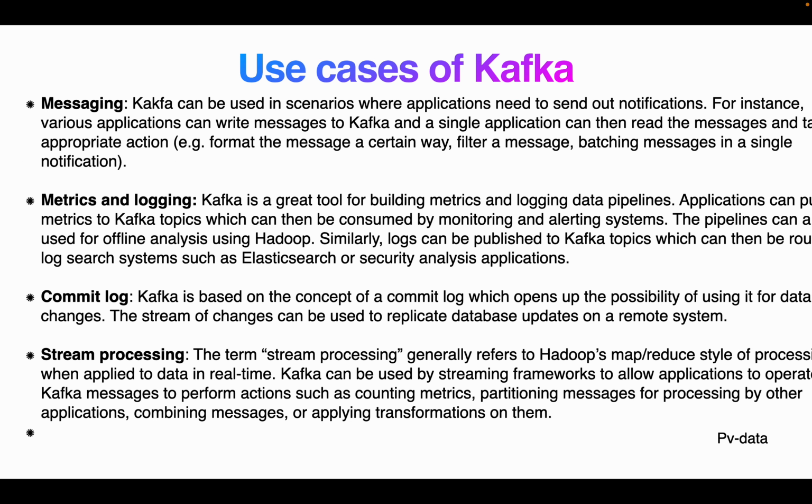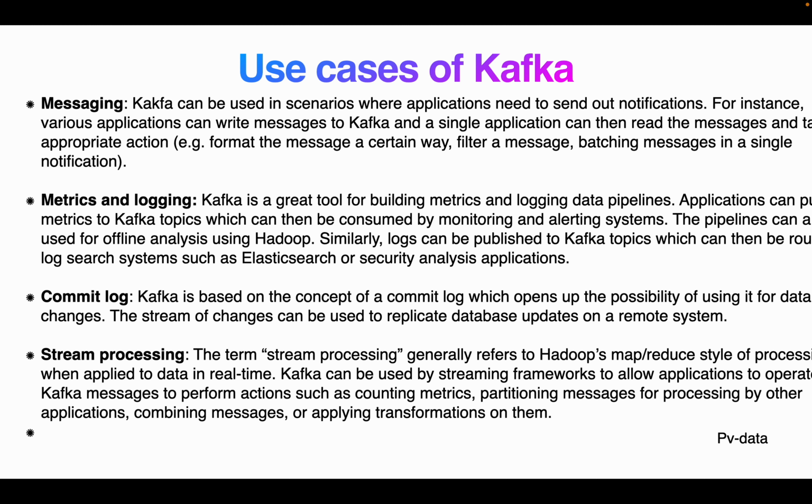Now the next part is the use cases. Where can we use Kafka? There are various use cases, but I'm discussing a few. The first is where you require messaging. Second is metrics and logging. Third is commit log. Fourth is stream processing. In messaging, Kafka can be used in a scenario where applications need to send out notifications. For example, various applications can write messages to Kafka, and a single application can read the messages and take appropriate action. So messaging means various operations put data into Kafka, then it is collected together and a message is sent.